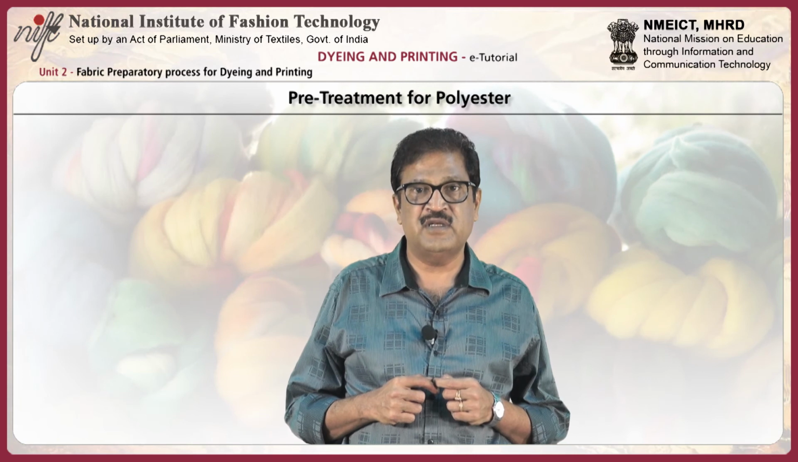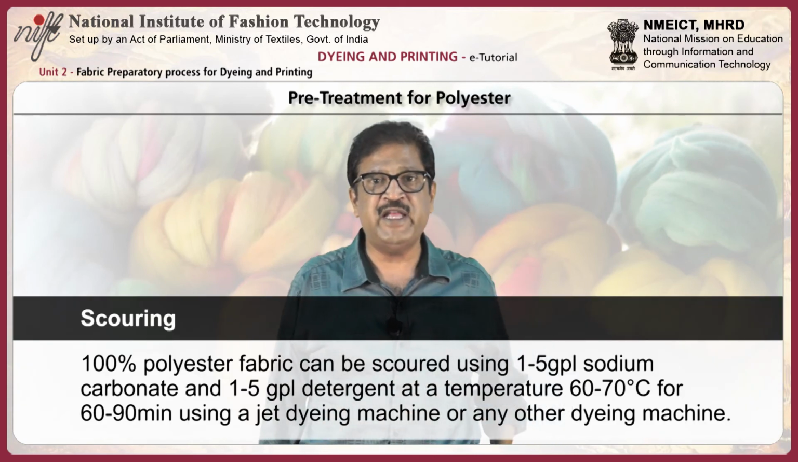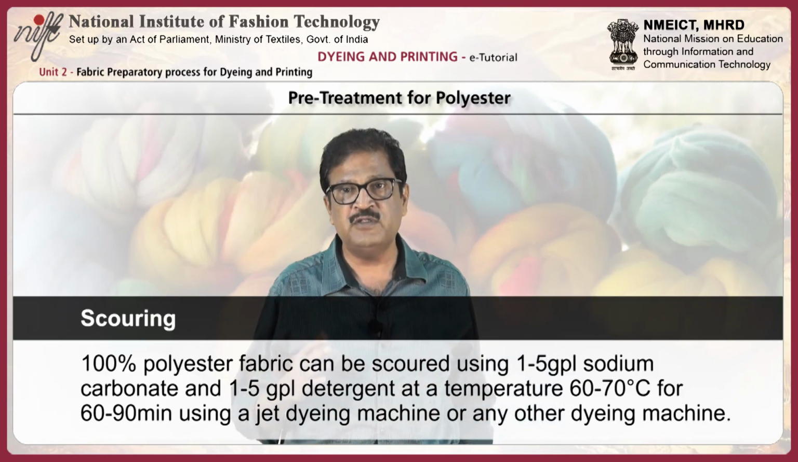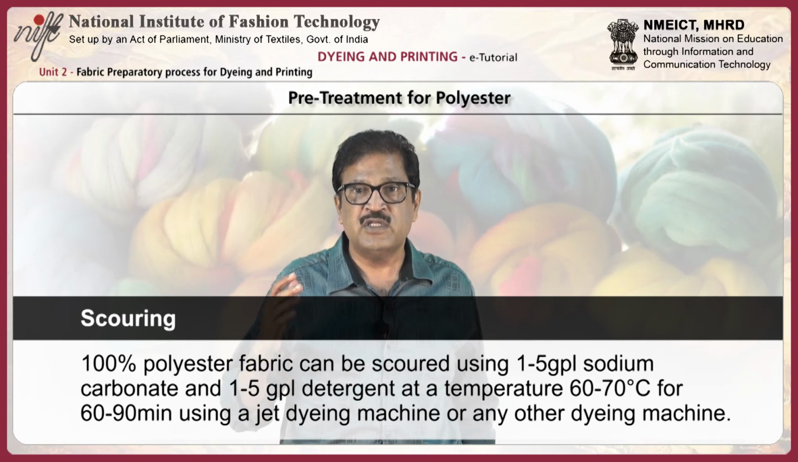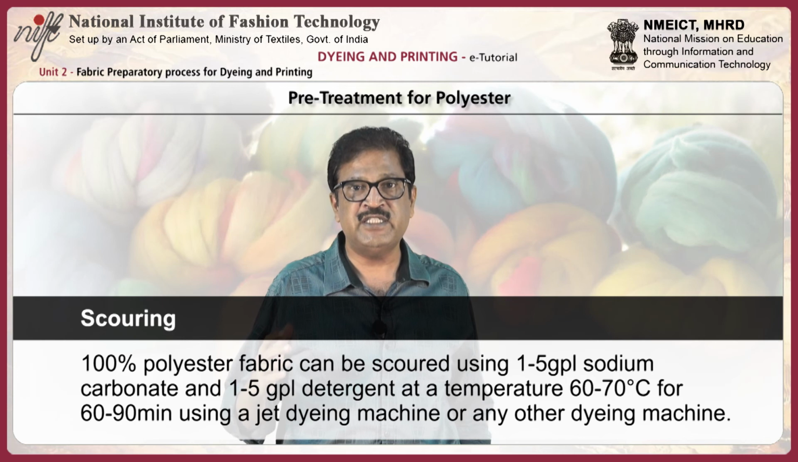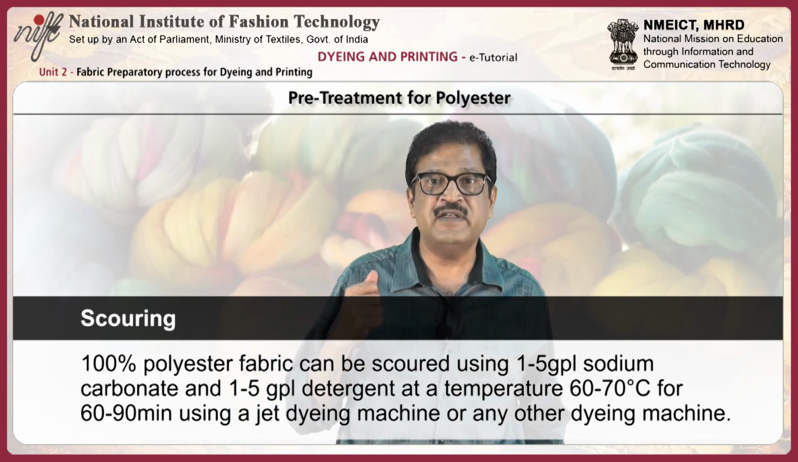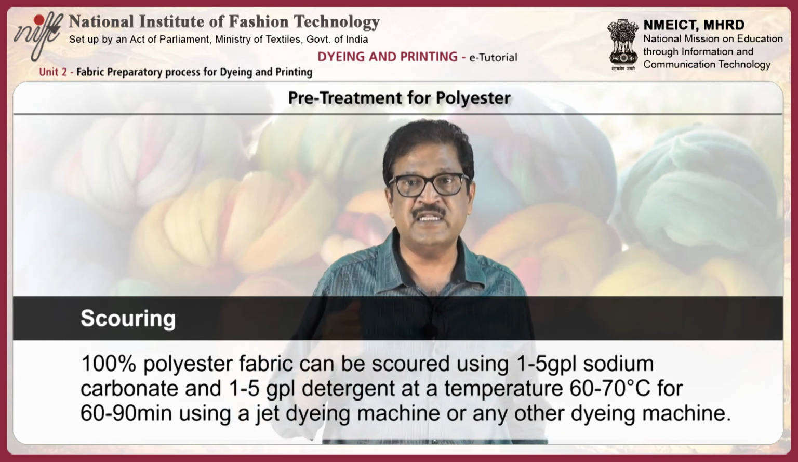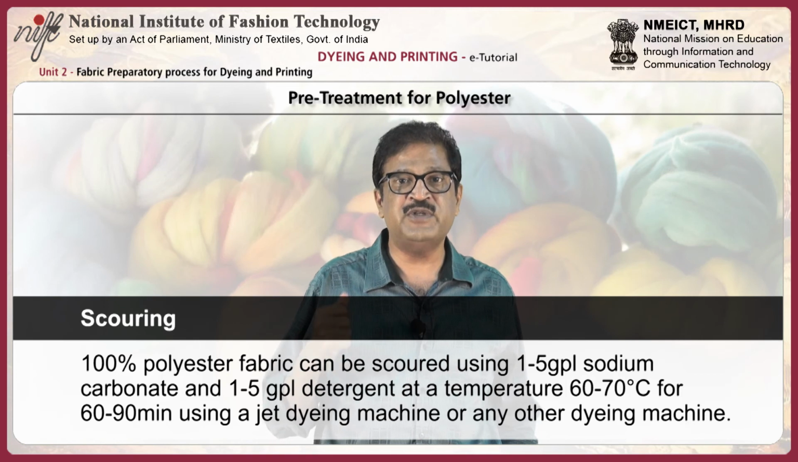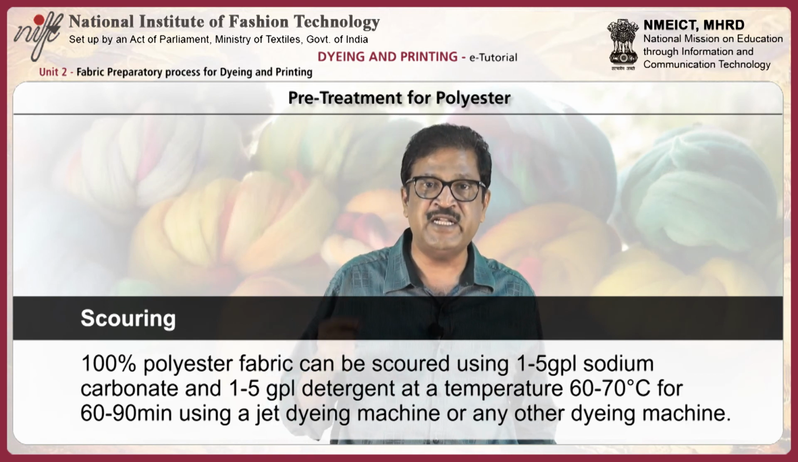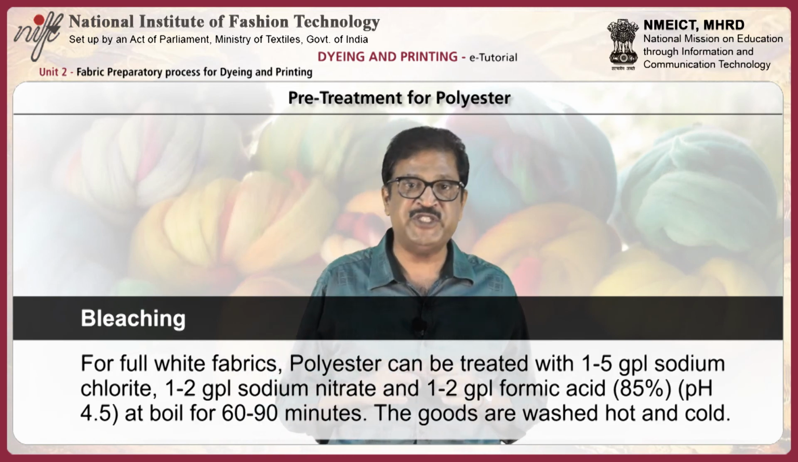Polyester scouring. 100% polyester fabric can be scoured using 1 to 5 grams per liter sodium carbonate and 1 to 5 grams per liter detergent at a temperature of 60 to 70 degrees Celsius for 60 to 90 minutes using a jet dyeing machine. Polyester bleaching.